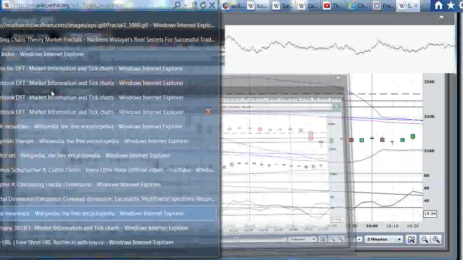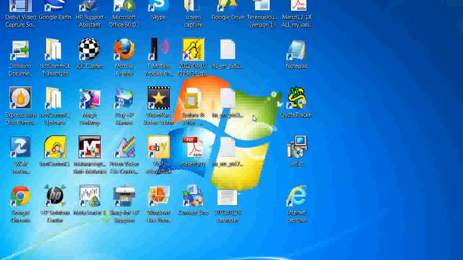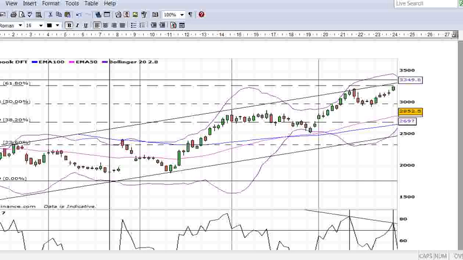So for some reason the graphics card, the screen capture software, is conflicting with the packages. So we can just look at this chart. It's tiny.cc/Facebook FD, fractal divergence FD. So, there it is there.